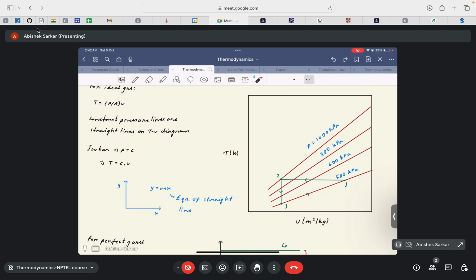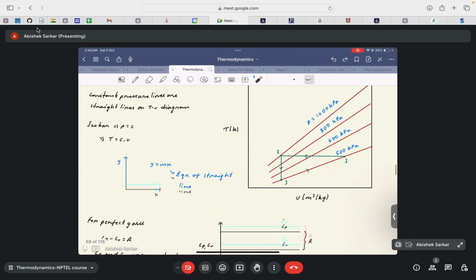So if you have constant pressure, it will basically tell us that the slope is constant and the temperature varies linearly with the specific volume in the case of an ideal gas. These straight lines denote the constant pressure lines in the Tv plot.